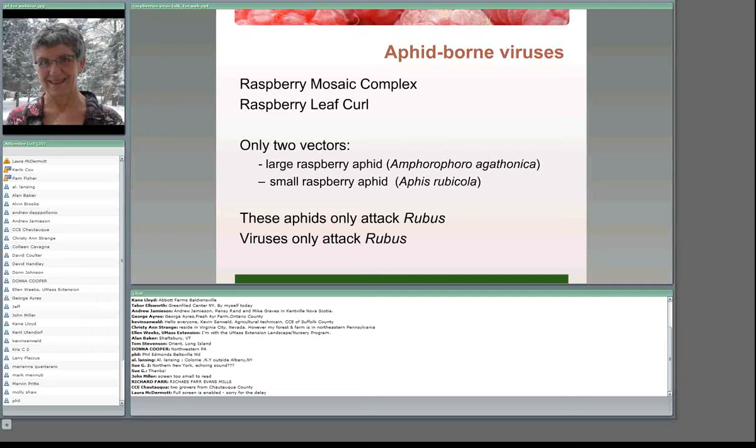These viruses are vectored by aphids, particularly the large raspberry aphid, which is common in the Northeast but not abundant, and the small raspberry aphid, which hasn't actually been reported in Ontario. The only hosts for both the aphids and these virus diseases are raspberries, and this fact is very important when it comes to controlling this virus disease, or aphid-borne viruses.